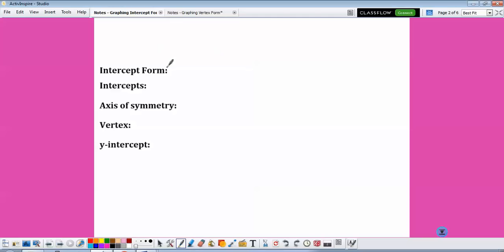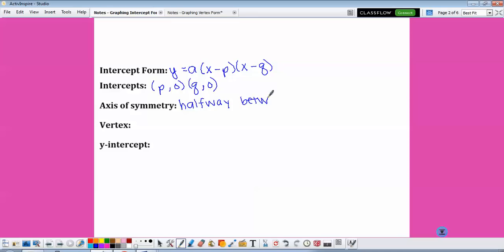So intercept form is y equals a times (x minus p) times (x minus q). Our intercepts are the points (p, 0) and (q, 0). And just like h was in vertex form, p and q are going to be the opposite of what they look like. The axis of symmetry is halfway between p and q, and we can look at that on the graph.